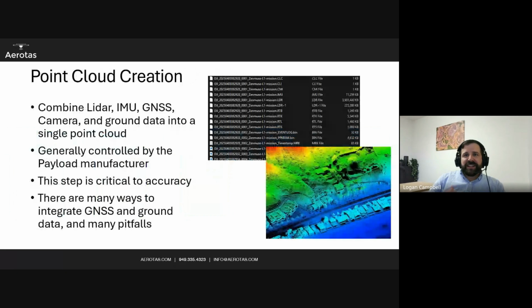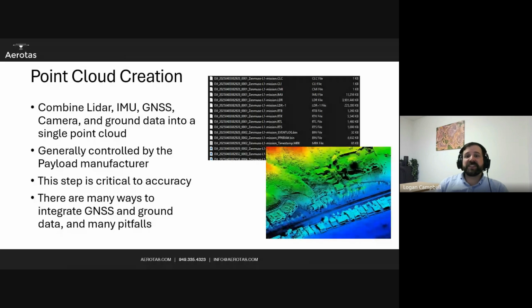So to go just a little bit more detail, point cloud creation, this is the first step. This is typically controlled by the payload manufacturer. So for example, with DJI, their LDR data format is proprietary, so you basically have to process it in their software, DJI Terra. Same thing with Wingtra, you have to process it through Wingtra Hub. And you typically have to go through that first point cloud creation through whoever the payload integrator was. They're the ones that get to control this step.